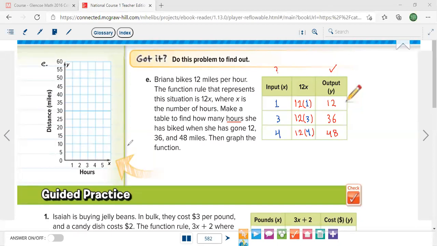Now we need you to graph, so let's plot the points as we know in the first quadrant. Here is an ordered pair, 1 and 12. And here is another ordered pair, 3 and 36. And here is another ordered pair, input and output, x and y: 4 and 48.